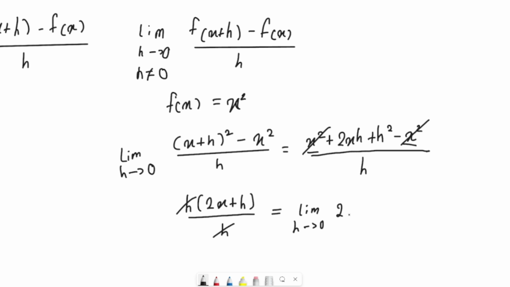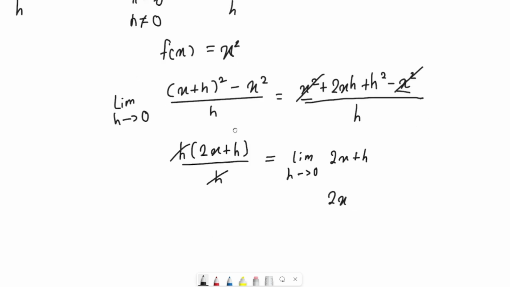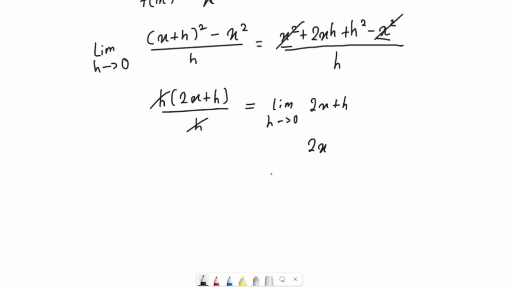of 2x plus h. And since h is approaching 0 and it's getting so insignificantly small, I can ignore this. And what we get is that 2x is the instantaneous rate of change. Now, when we apply this limit, and we say that limit of h approaching 0, then instead of being the average rate of change, this becomes the instantaneous rate of change.